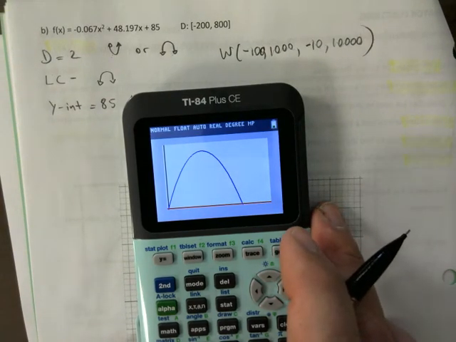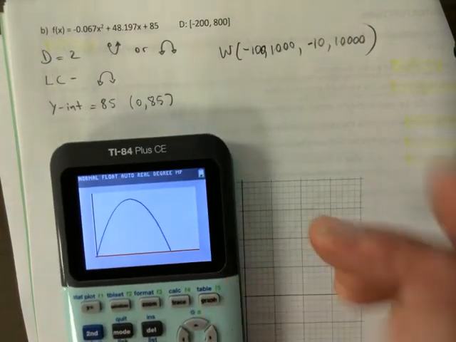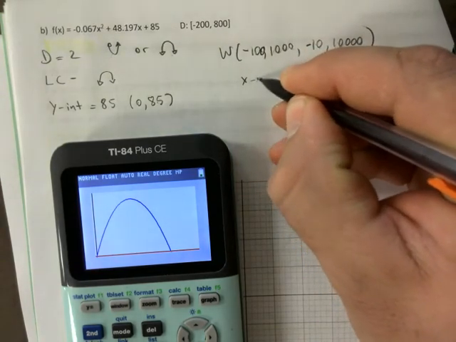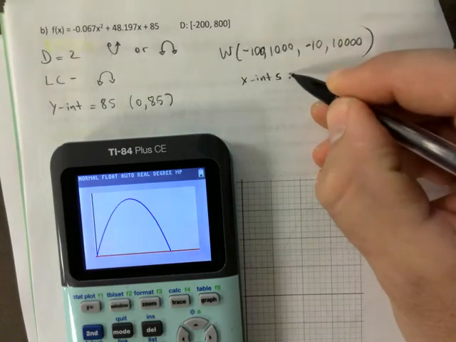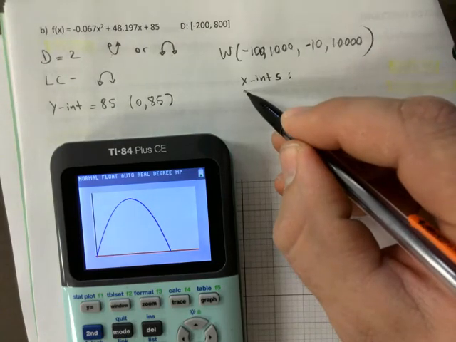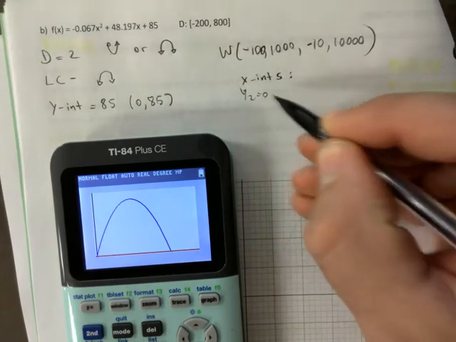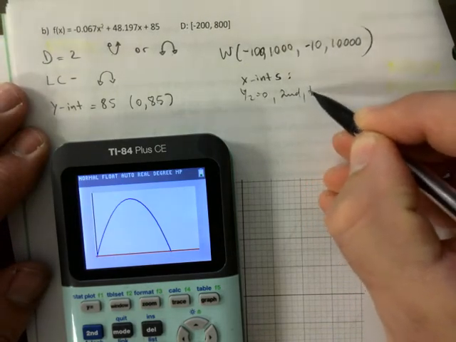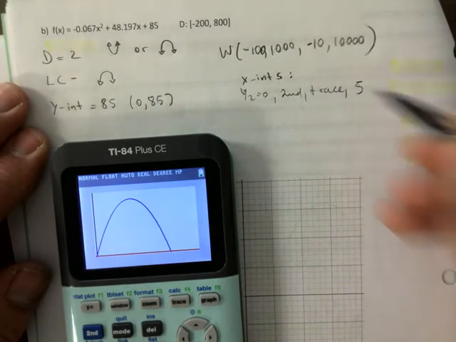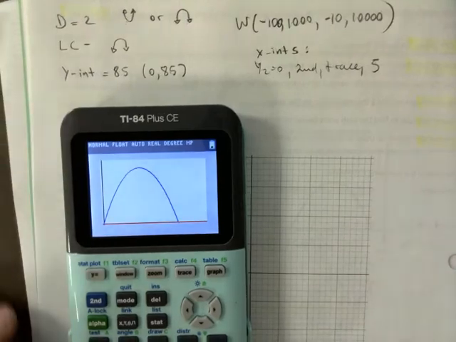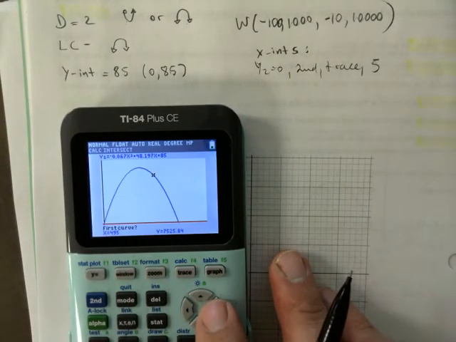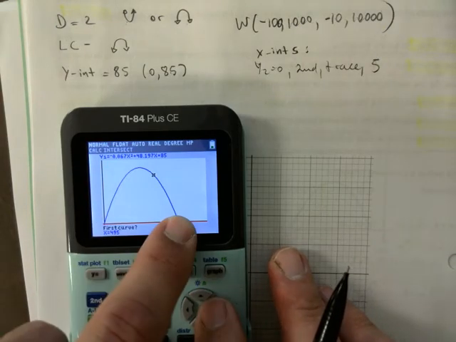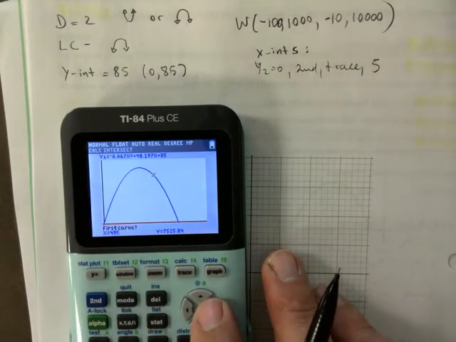This does have a turn, okay? So I'm going to figure out the x-intercept. Is there more than one? Yeah, there's x-intercepts. Tell me your keystrokes. You're going to let y2 equal to 0, second, trace 5. So second trace 5. Watch this now. It doesn't matter which side you go, but it will find the closest one to where you are.